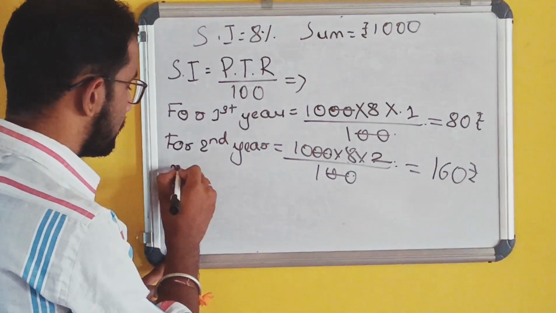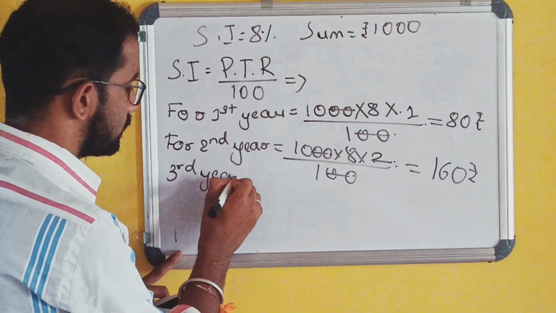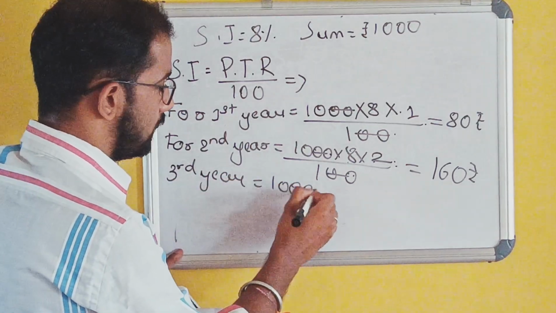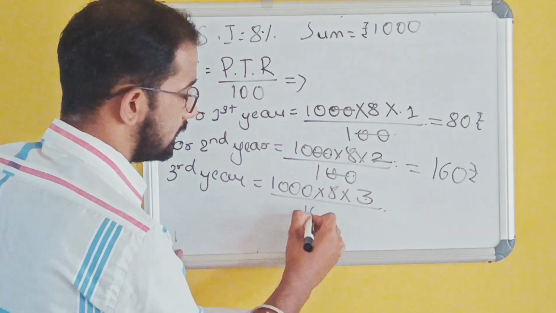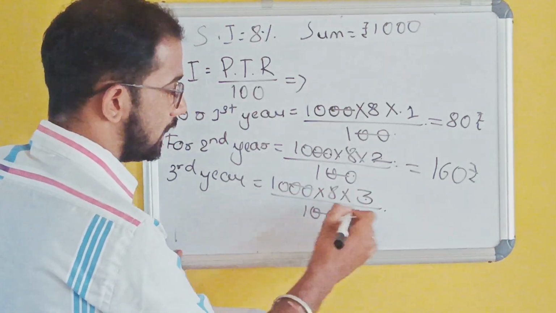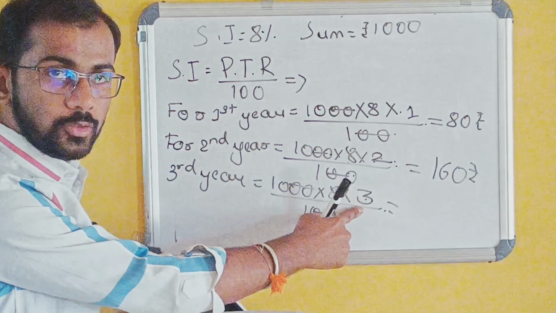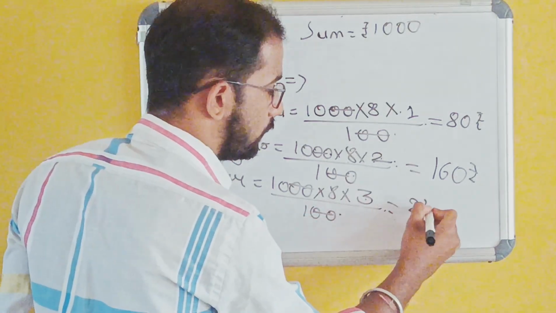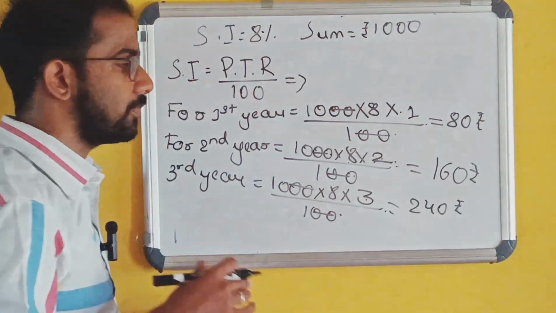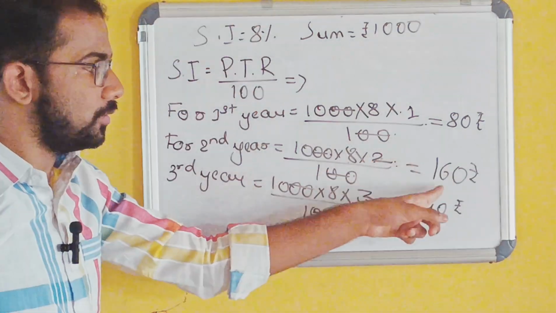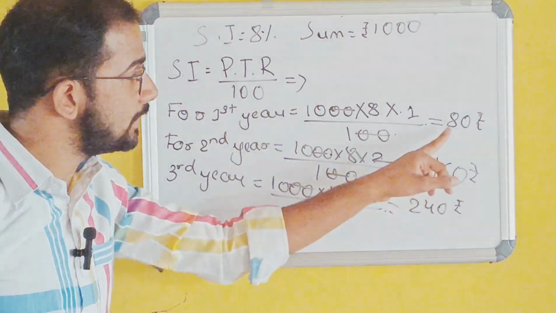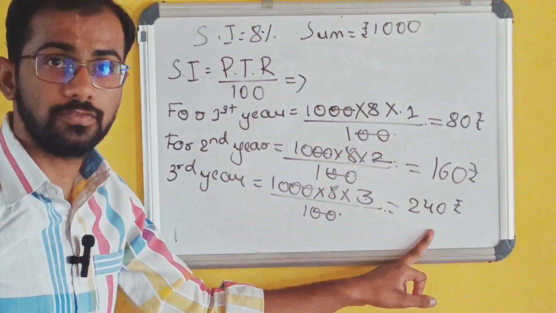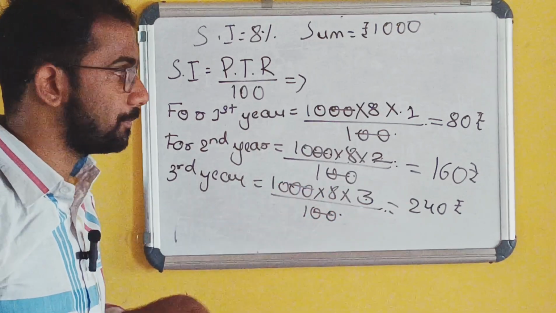Similarly, third year, 1000 into 8 into the time interval is 3, divided by 100. These two will cancel. 8 3s are 24, that is 240 rupees. We have found out these three values. Now check whether these three values form an AP or not.